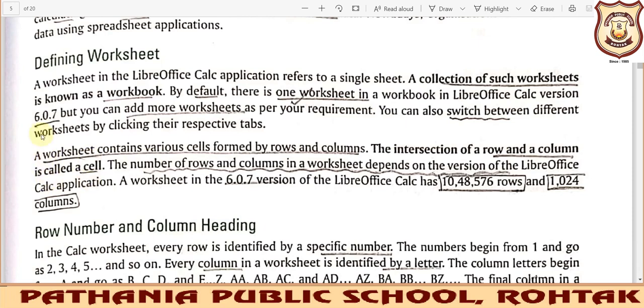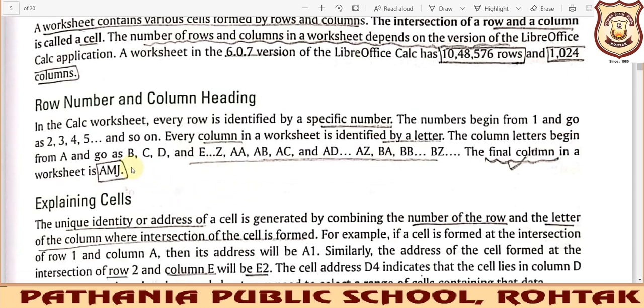Wherever the intersection of row and column is taking place, that will be called a cell. Because we are dealing with version 6.0.7, here we have 1048576 rows and 1024 columns. If you change the version, the number of rows and columns will also vary. How are the rows numbered? They are numbered as 1 2 3 4, and the columns are numbered as A B C D. When we have covered up to Z, the next column will be AA, AB, AC, AD, and then BA, BB, and so on. The last column will be AMJ. I hope it is clear.